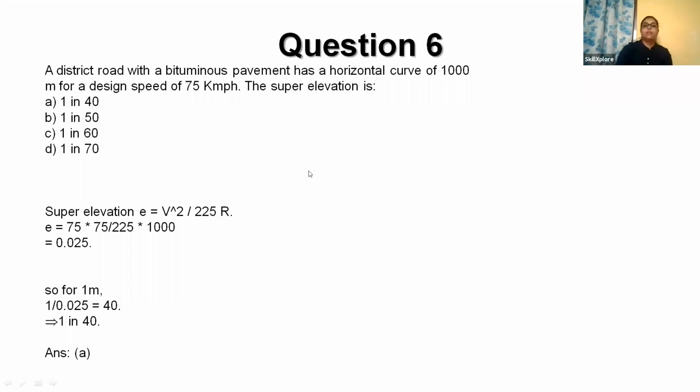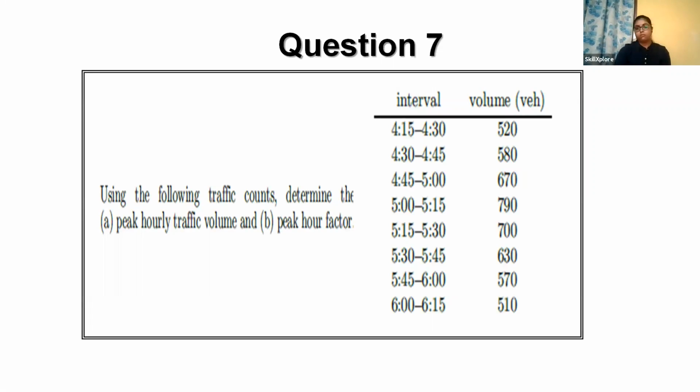So we have already discussed the peak factor problem. Here it is: using the following traffic counts, determine the peak hourly traffic volume and the peak hour factor. Here we can see the 15-minute interval traffic is provided. Interval 4:15 to 4:30, volume is 520; 4:30 to 4:45, volume is 580; 4:45 to 5, volume is 670; 5 to 5:15, volume is 790; 5:15 to 5:30, volume is 700; 5:30 to 5:45, volume is 630; 5:45 to 6, volume is 570; and finally 6 to 6:15, volume is 510. All these are divided with an interval of 15 minutes.